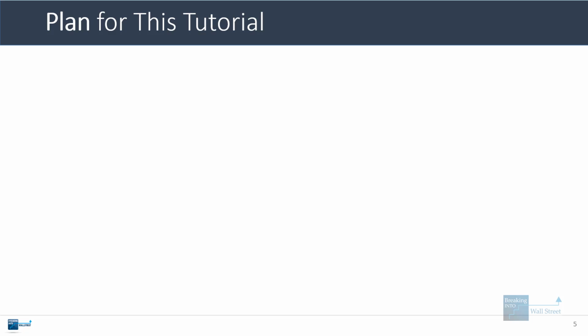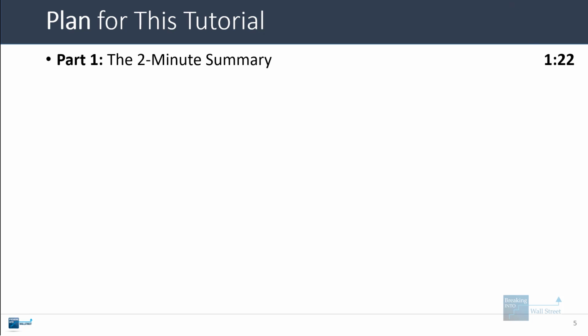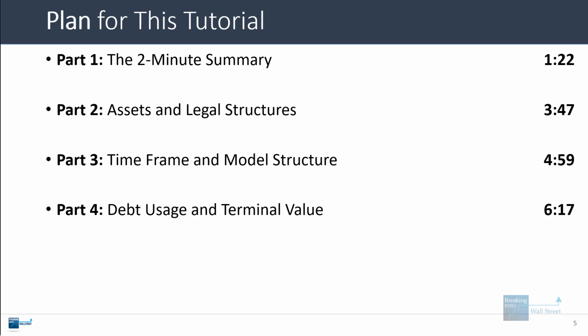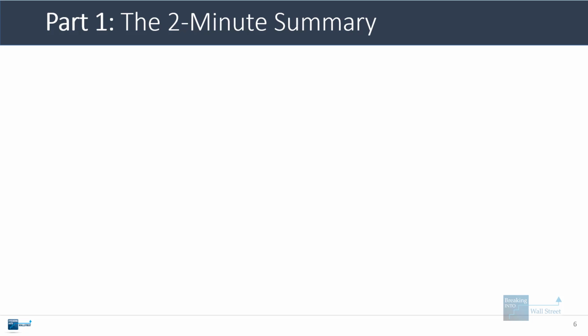So the plan for this tutorial will be to go through a 2-minute summary first, then we'll talk about the assets and legal structures, we'll talk about the time frame and model structure in project finance, then go through how debt is used and what the terminal value assumption looks like, and then how the deal math works overall in these deals. Here's the 2-minute summary.